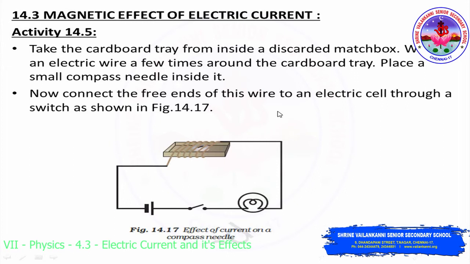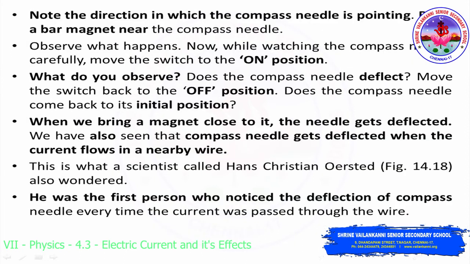By seeing the circuit, you will be able to do the activity using all the electrical components. The free ends of the wire are connected to an electric cell through a switch. Now the switch has been kept in the off position. Now we are going to bring a bar magnet close to the compass needle. Just note the direction in which the compass needle is pointing.